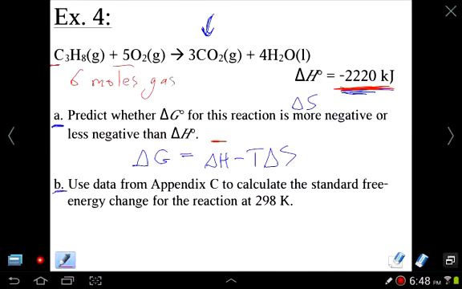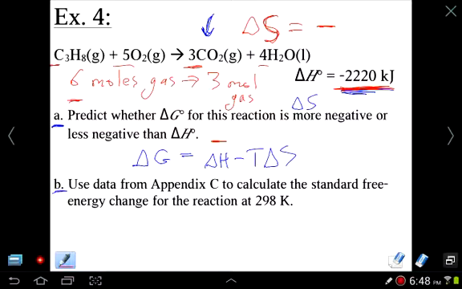And we have 3 moles of gas on the right side. We also have 4 moles of liquid. Remember we said that we want to find the general entropy change, general delta S, for this reaction. We said that liquids are more ordered than gases, and because we have more gas on the left side, we decrease the amount of gas, so we decrease disorder. So delta S will actually be negative.